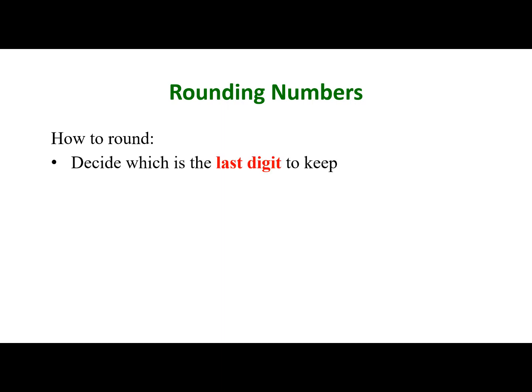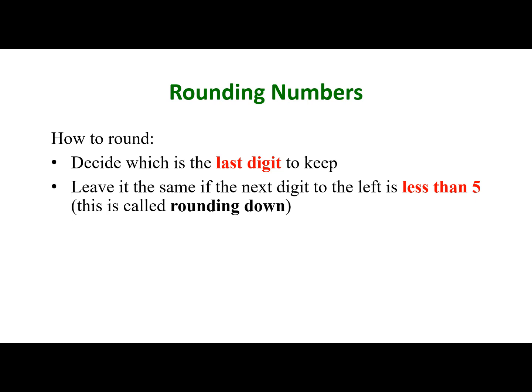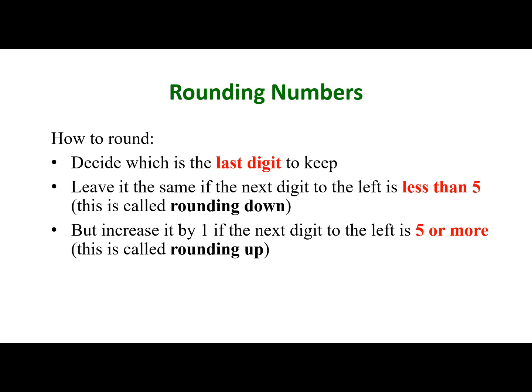So here's the procedure on how to round. Number 1, you decide which is the last digit to keep. That is the digit that we are rounding to. Next, leave it the same if the next digit to the right is less than 5. This is called rounding down. But you increase it by 1 if the next digit to the right is 5 or more. This is called rounding up.